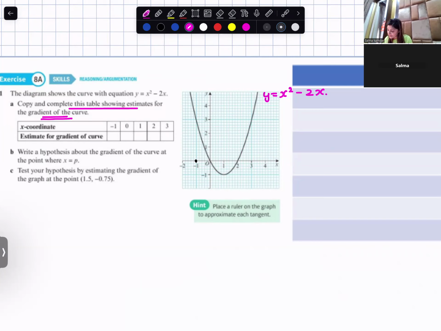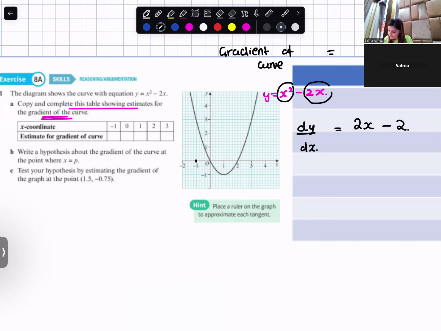Whenever we are asked to find the gradient of the curve, the first thing that should come to our mind is that the gradient of the curve is nothing but dy by dx. So dy by dx, the derivative of the equation of the curve, is the derivative of x squared, which is 2x, and then minus 2, as the derivative of x is 1.